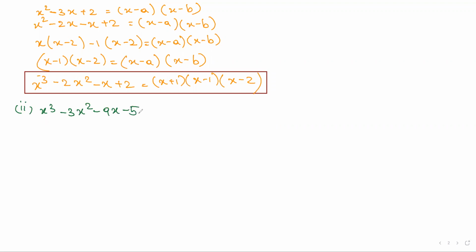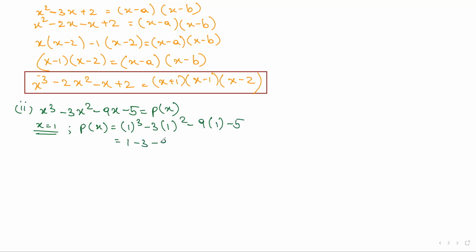The first step is assuming which value to place in terms of x so that you get a remainder 0. 5 can be factorized as plus minus 5 and plus minus 1. Let's start with the simple values plus minus 1. So let's say your x value is 1. So at x is equals to 1, let's say this function is p of x. P of x is equals to 1 cube minus 3 into 1 square minus 9 into 1 minus 5. This is 1 minus 3 minus 9 minus 5. Now this will definitely not be equal to 0. You can calculate the value, but we know that it is not equal to 0.